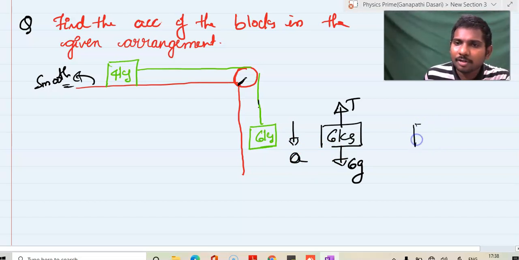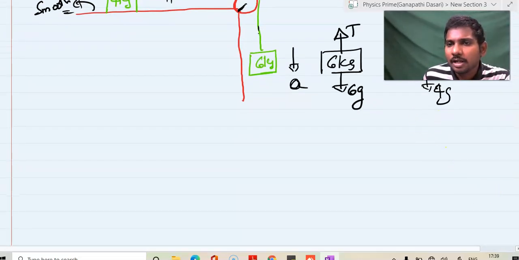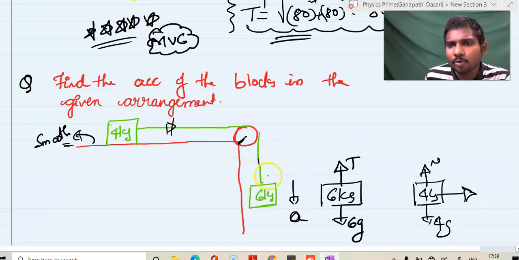Similarly, if we draw the free body diagram for the 4 kg block, there will be 4g downwards, normal reaction upwards, and there will be a tension cutting and pulling it in the forward direction. If the string goes down by, say, 2 centimeters, this string also should go 2 centimeters in the forward direction in the same time, because it's a connected string.